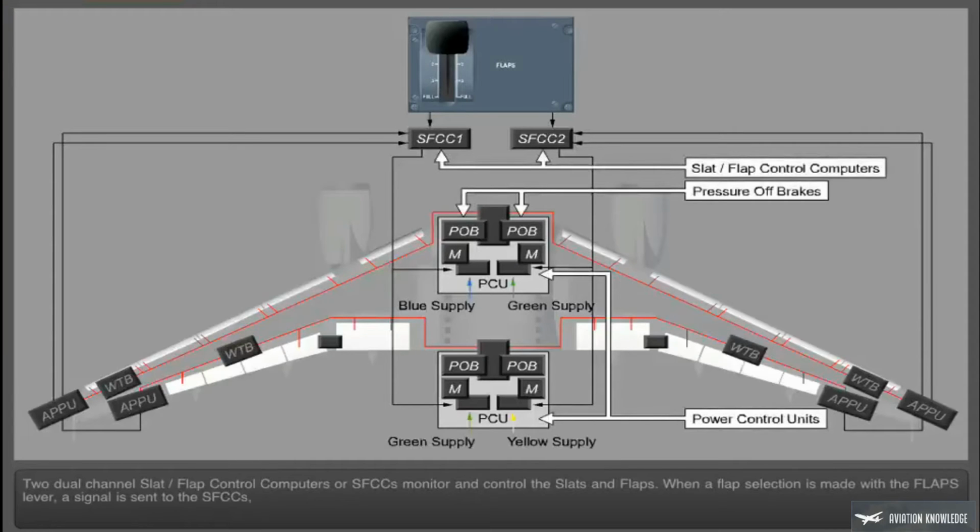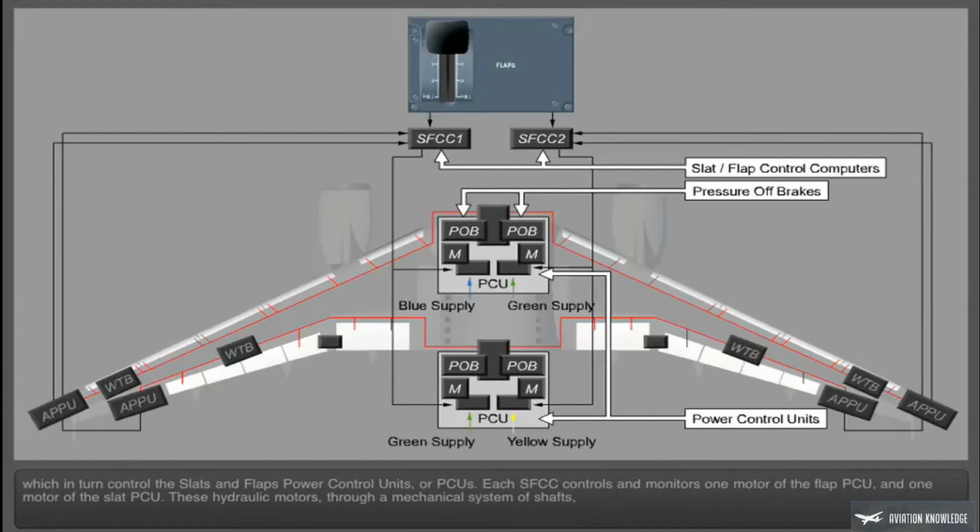Two dual-channel slat flap control computers, or SFCCs, monitor and control the slats and flaps. When a flap selection is made with the flaps lever, a signal is sent to the SFCCs, which in turn control the slats and flaps power control units, or PCUs.